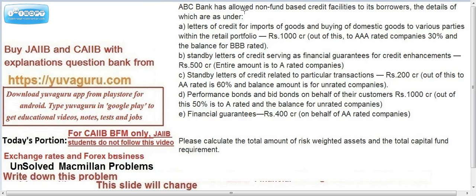We are given that ABC bank allowed non-funded facilities. You can read this whole problem. I'll put it in the gist. LC for import of goods 1000 crores, standby LC 500 crores, standby LC for credit related transactions 200, and the ratings of the customers are given: A rated, then A rated, AA rated, similarly financial guarantees. So you can read this problem. We'll move on to the solution as such. All these points are given and we have to find out the tier 1 and tier 2 capital.